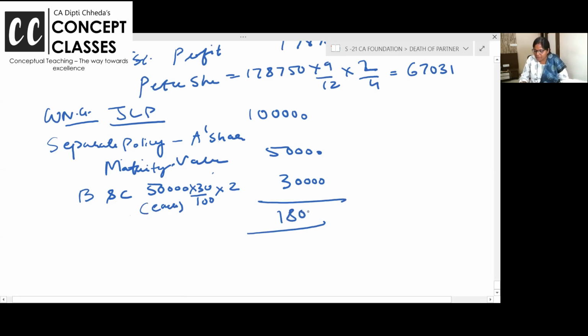So what is total value? 180. इसमें उसका शेयर कितना है? पीटर का. 180 में Peter's share is 2 by 4. 180 into 2 by 4. 90,000.